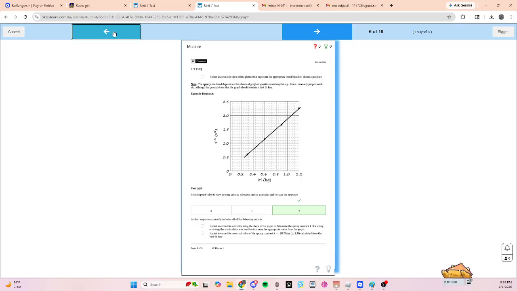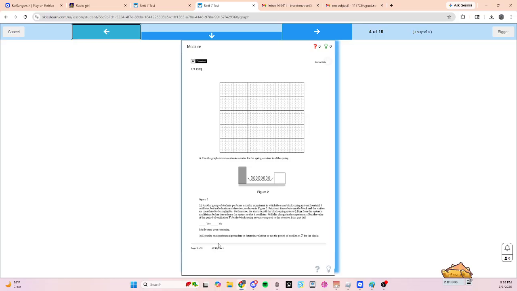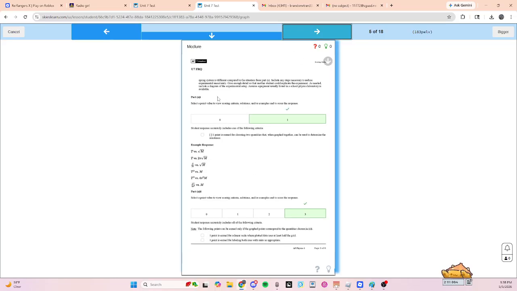Okay, next part, last part. Describe an experimental procedure to determine whether or not the period of oscillation T for the block spring system is different compared to the one in part A. Include any steps necessary to reduce uncertainty. Give enough details so that the person can replicate the experiment. Include a diagram and the experimental setup. Assume equipment usually found in a lab.